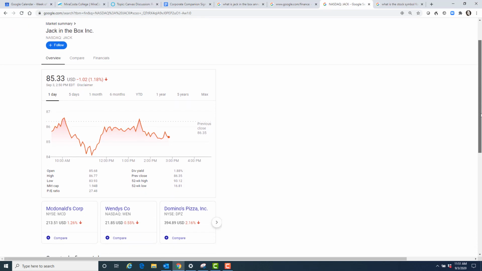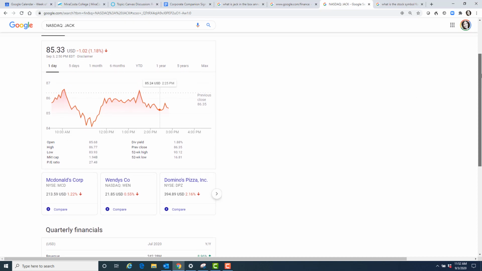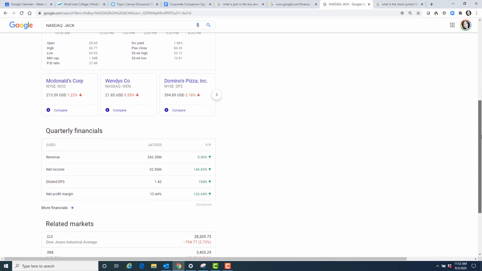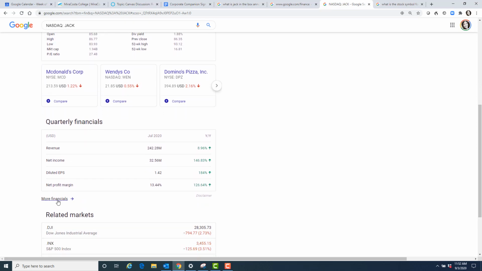You see they're currently trading at $85.33 per share. We're looking for number of employees and annual sales. I don't see it on this first page. I'm going to scroll down to quarterly financials. I don't see it here. I see a button here for more financials, and I'm going to click on that.